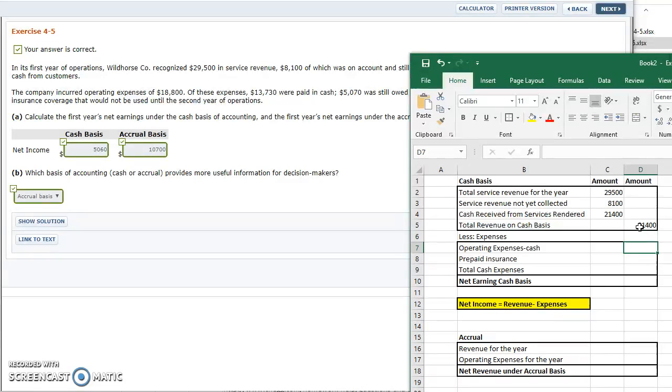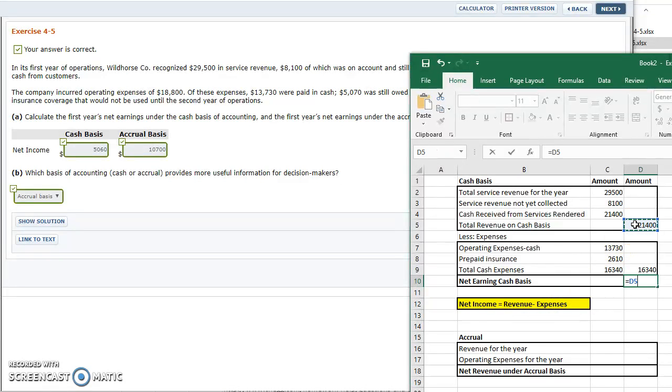Next, we're going to subtract our expenses. Of those expenses, there was $13,730 in operating cash, and then also in prepaid insurance, there's $2,610. We add those together to get our total, which gives us a total of $16,340 in expenses. Now remember, our net income is just revenue minus expenses, so that's a fairly easy one there.